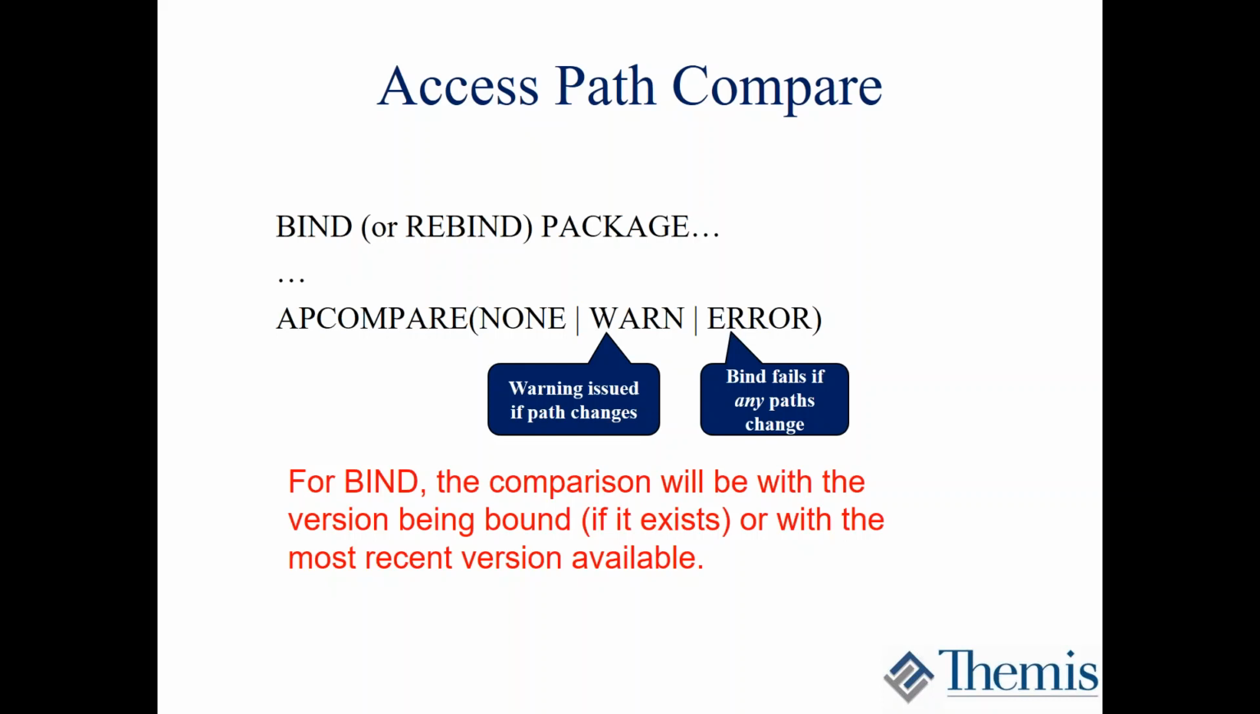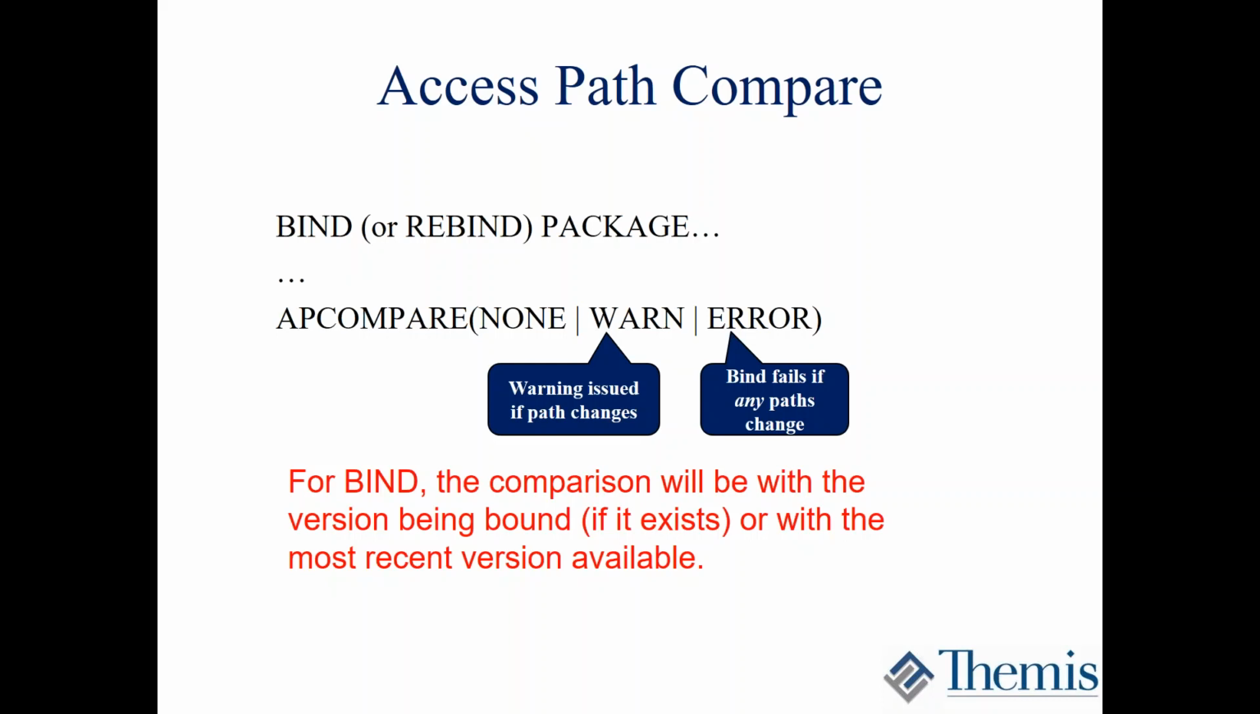APCOMPARE error says, please do the same thing, right? Compare the access paths that are being produced right now with what used to be there. And if they're different, please fail the bind or rebind. So in other words, I don't want things to change, right? Please just fail the bind. That's APCOMPARE.